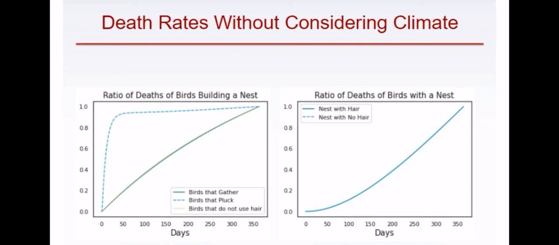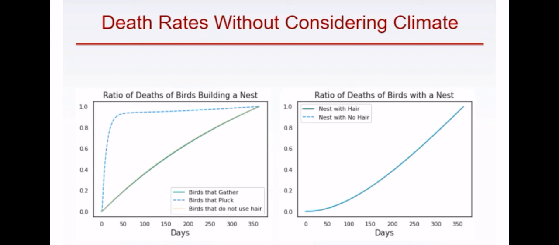Now we have graphs that compare the death rates of the different categories of birds. We can see from the graph on the left that birds that pluck hair have an initial jump in their death rate, but come to be even with birds that gather hair and birds with no hair by the end of the year. This is because birds that pluck hair have an added 1 out of 11 chance of dying from a bad encounter with a live animal.